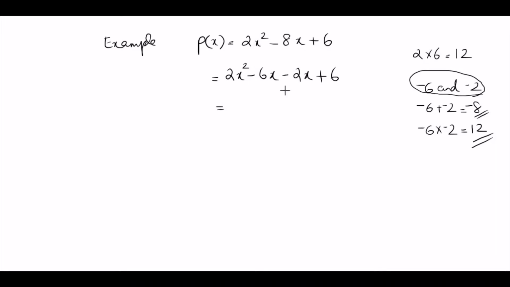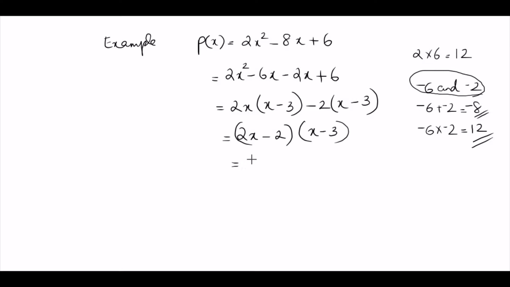Now you can take the common factors out. So you can take 2x common from the first two terms to get 2x (x minus 3), and minus 2 common from the last two to get minus 2 (x minus 3). So you can write it as (2x minus 2) into (x minus 3). Now you can take 2 outside. So 2 into (x minus 1) into (x minus 3). This is the factorization of 2x square minus 8x plus 6 by splitting the middle term.